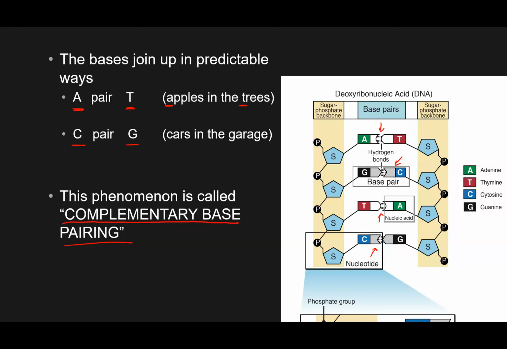And also we need that for fixing if there's been any damage due to radiation, or if we have damage in the cells, we can identify where that damage is. And in terms of remembering that cars go in garage, you can kind of see that C is a curly shape and G is a curly shape. Those two go together. A only has straight lines, T only has straight lines, so those two will go together. So you can either remember apples in the trees and cars in the garage, or just look at the shape of the letters. So why is that important?